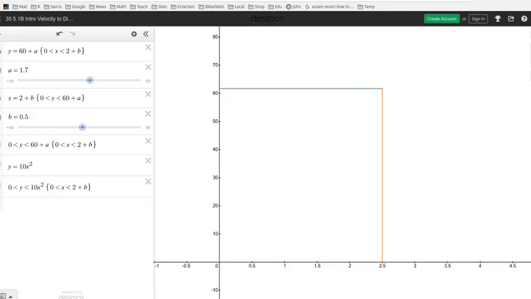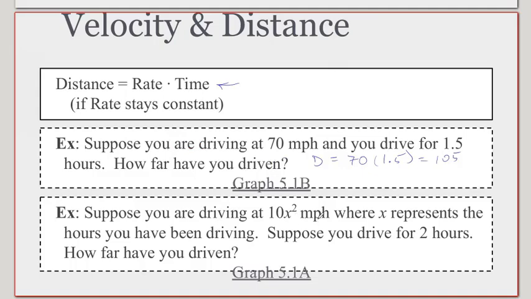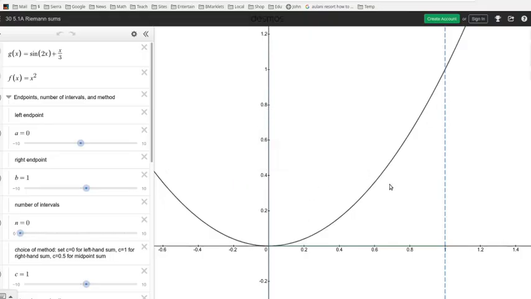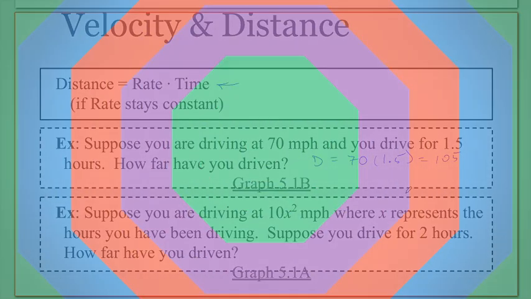But what happens if I'm driving at a non-constant speed? So if I'm driving at 10x squared miles per hour, something that doesn't give me a straight line there. So it turns out the distance can still be figured out by the area under the curve. So again, time is on the x-axis, rate is on the y-axis. The area under this curve would tell me my distance that I've traveled. Okay, so stay tuned for the next lesson, section 5.2 in this book, where we'll figure out how to calculate the exact area under the curve.